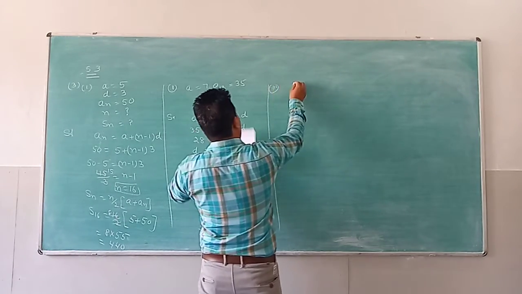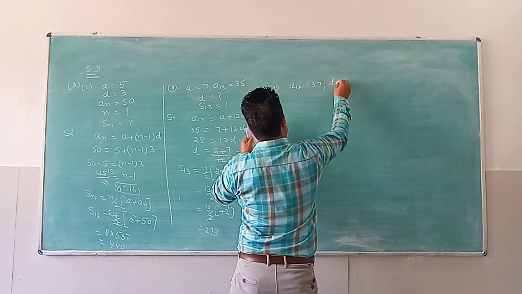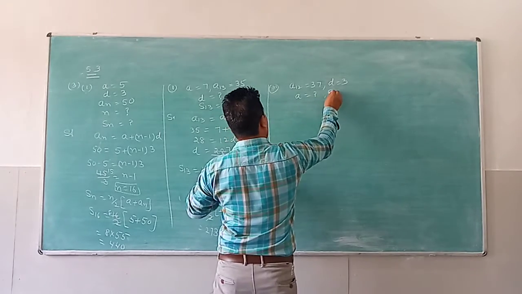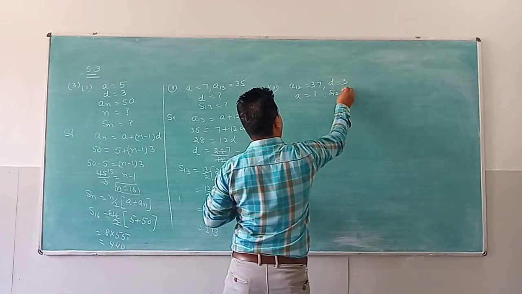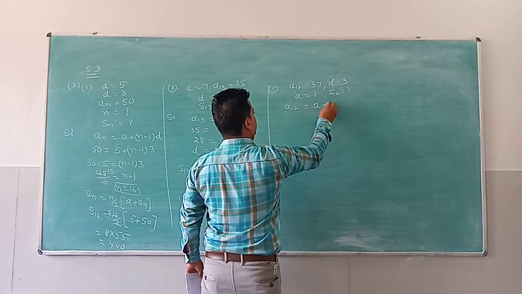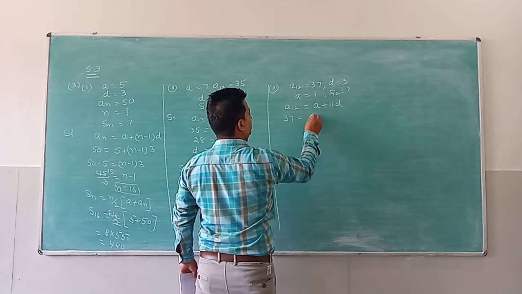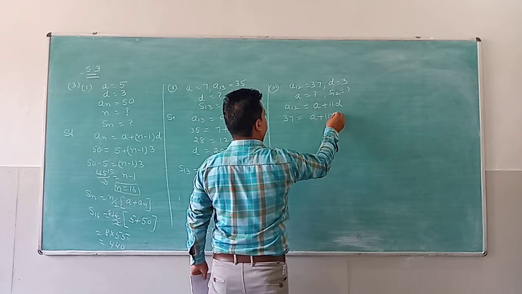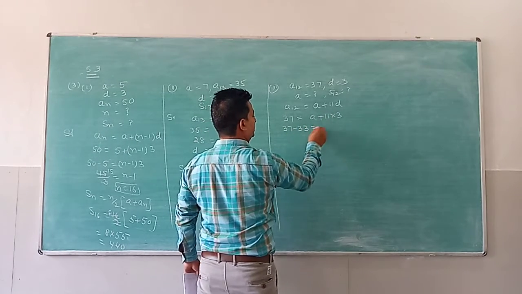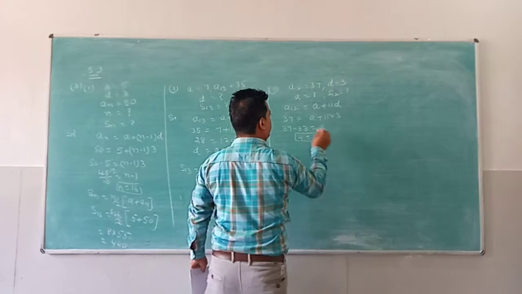In the third part, a12 is 37, d is 3. We are required to find a and S12. In this, a12 is a plus 11d. So this is 37 equals a plus 11, d is 3. 37 minus 33 equals 4. So a is equal to 4.